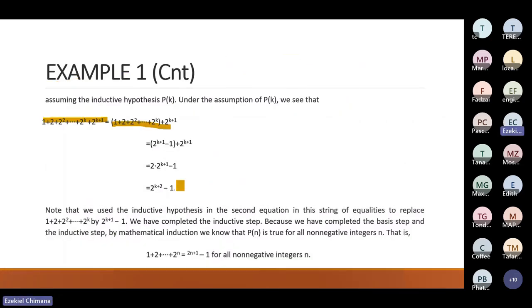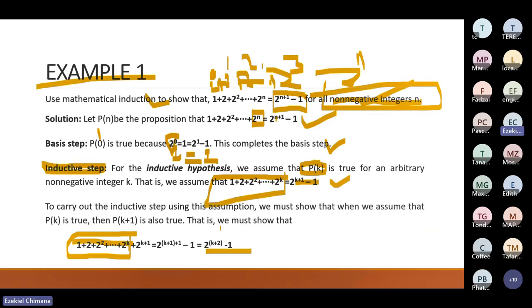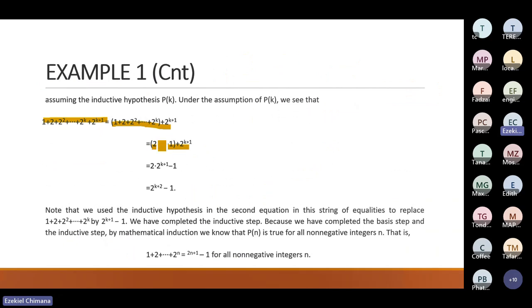Just like that. So you end up having 1 plus 2 plus this one plus 2 to the power K plus 1. You replace this part with the inductive hypothesis, which is 2 to the power K plus 1 minus 1, plus 2 to the power K plus 1. So you have to prove this one is equal to this one. So how do you do that?